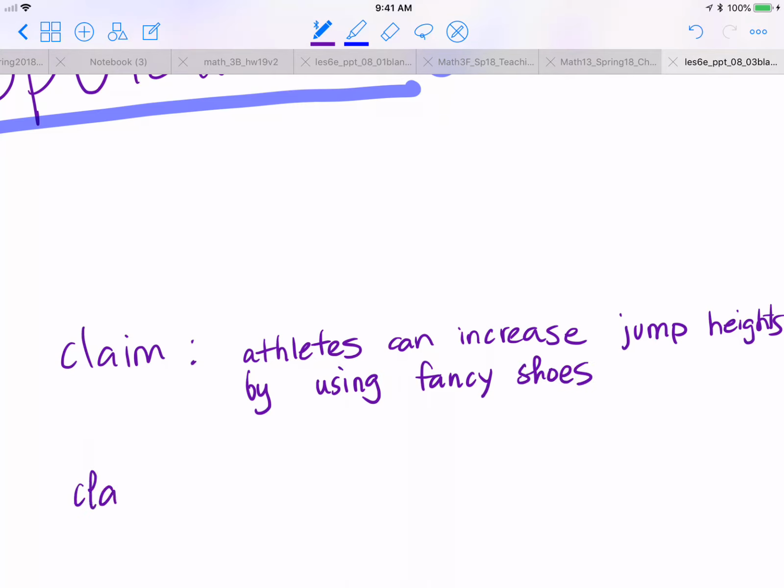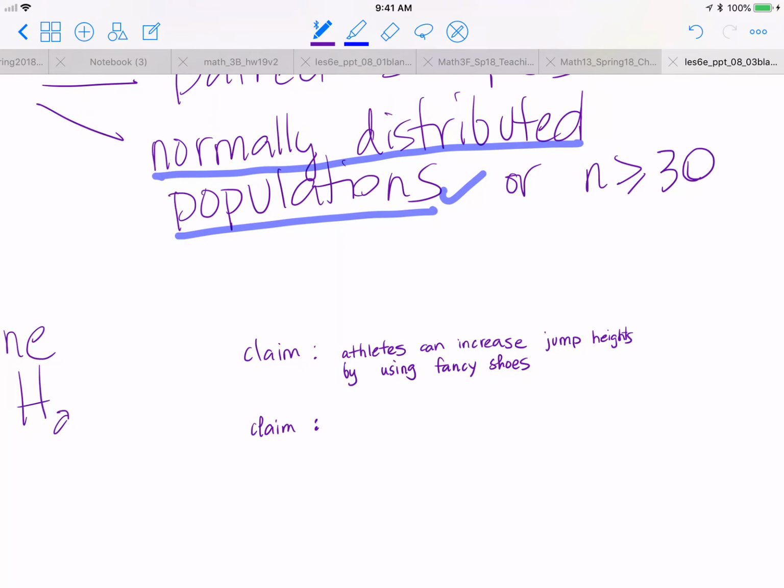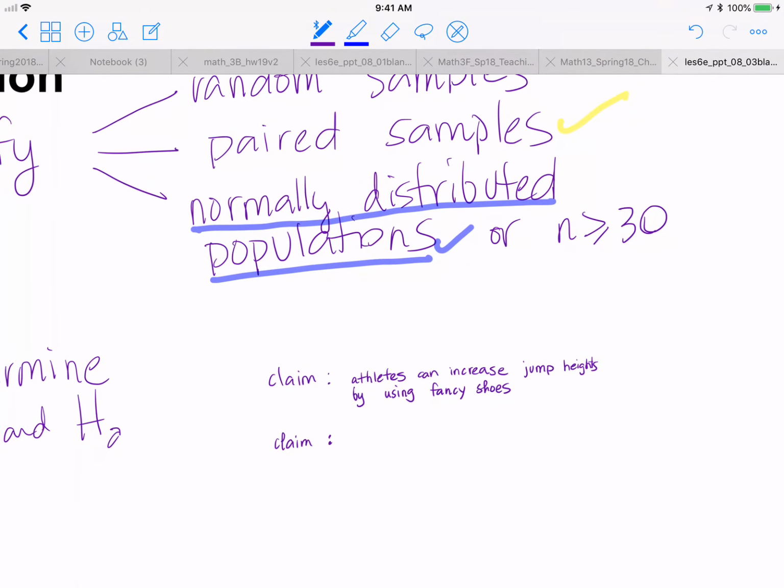Okay, now let's rewrite the claim in terms of math. Here, we need to think about what we are testing. We are testing a claim about the average difference in jump heights. So what is the difference? In other words, the old jump height minus the new jump height.